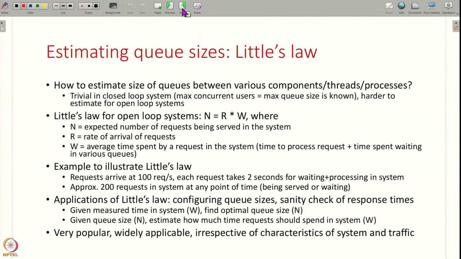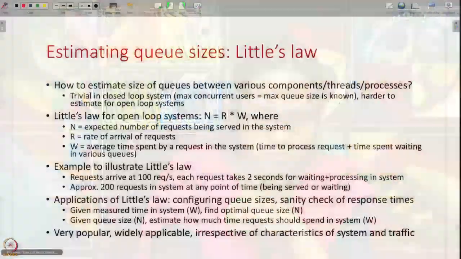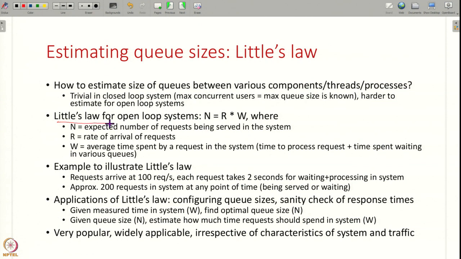Now that we have seen how to estimate how many packets will be queued up, let us understand a little bit more about queues. In any system, say any open loop system, how do you estimate how queues build up, how many packets or requests are queued up at any component? There is a law in open loop systems called Little's law, which lets us estimate the size of queues between various components. This component is sending requests to this component, and it is sending requests to this component. Between two components, at what rate will this queue build up? That is specified by Little's law.